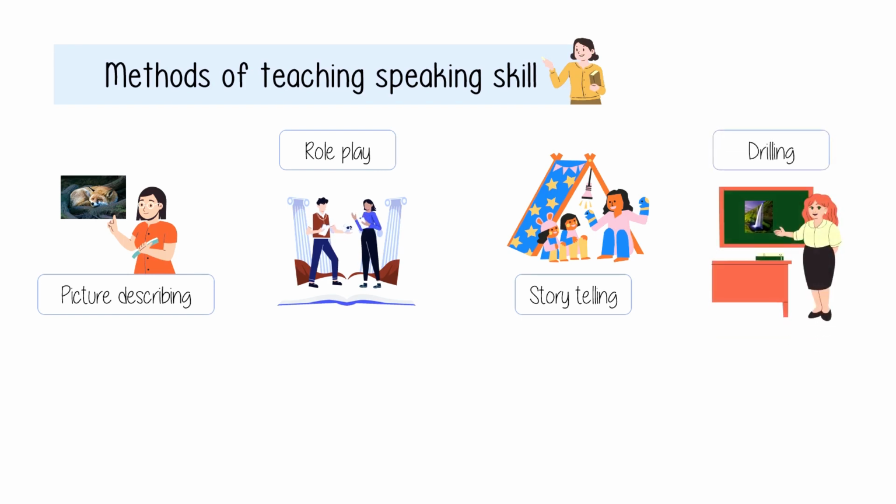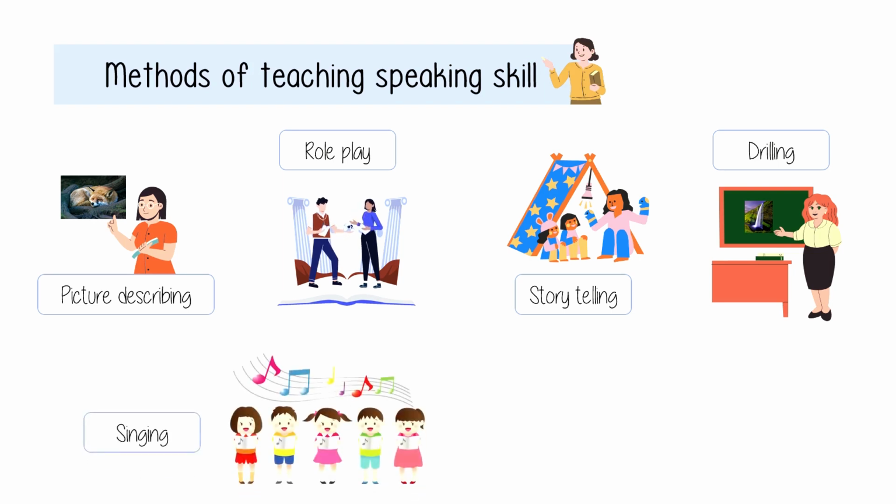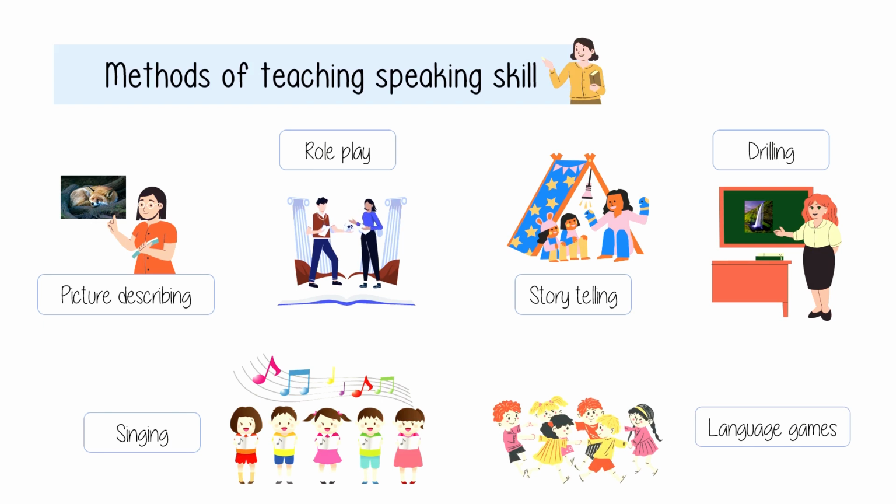The next is drilling. This method, drilling, is commonly used at elementary school or junior high school. The next is singing. This is an indirect way of teaching speaking English. And the last method is language games, such as Guess Me.